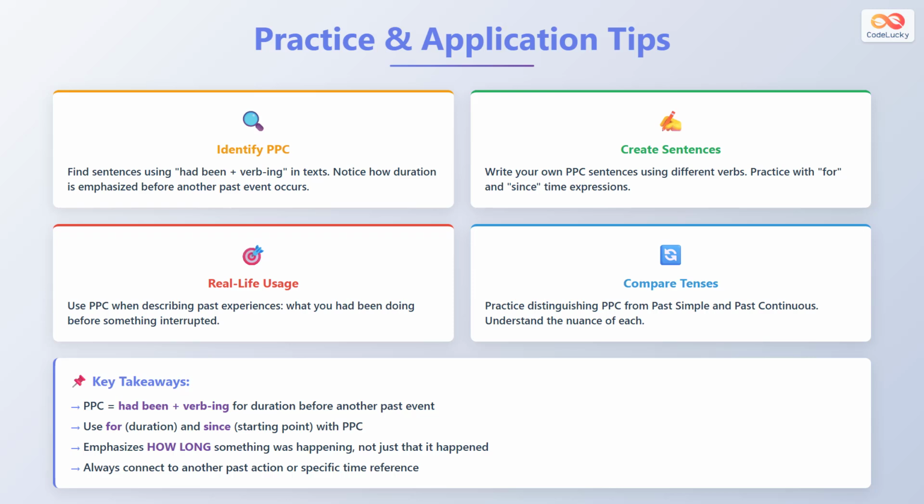The key takeaway: past perfect continuous equals had been plus verb with ing, used for showing how long something was happening before another past action occurred.